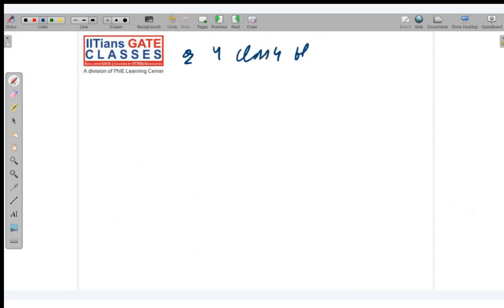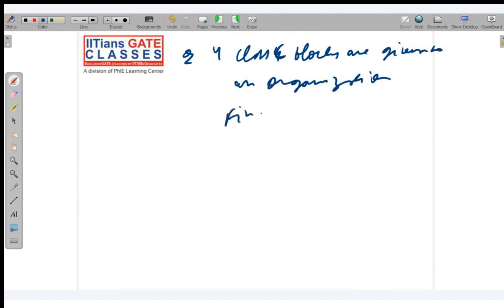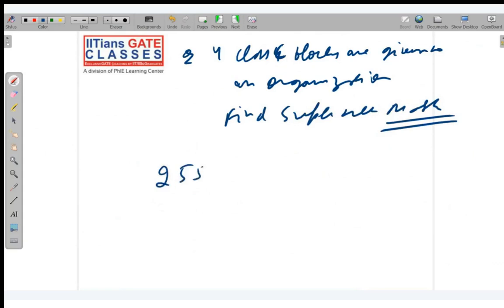4 class C blocks are given to an organization. They will say directly, find supernet mask. So how will you see? First of all, you will write the net mask of class C: 255.255.255.0. Now 4 class C blocks are given.